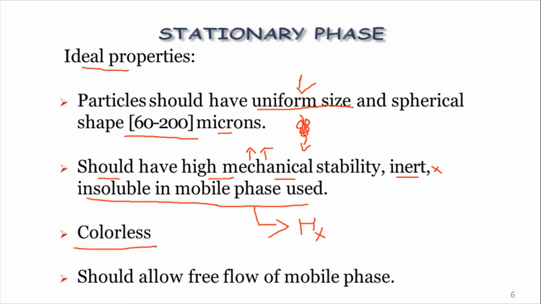It is usually colorless. This property is not as important, but it is always colorless. It should also allow the free flow of the mobile phase. Some stationary phases do not allow the mobile phase to flow freely, so you choose a stationary phase that allows free flow of the mobile phase.